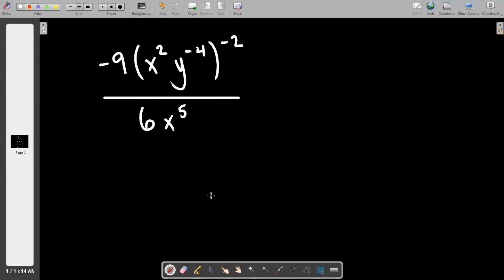I'll ask my question a little differently this time. ¿Qué tenemos que hacer primero? Yeah, it's always going to be those parentheses. So the -9 on top is going to stay, and the bottom is going to stay also like this. So let's clean up our exponents or our parentheses.